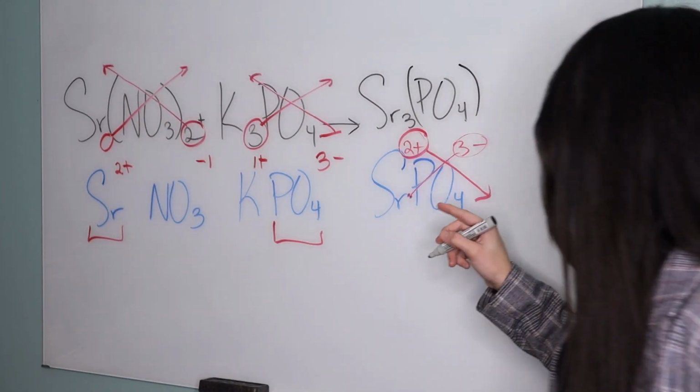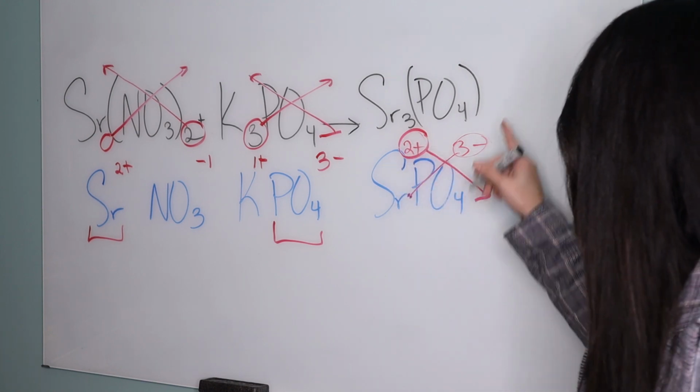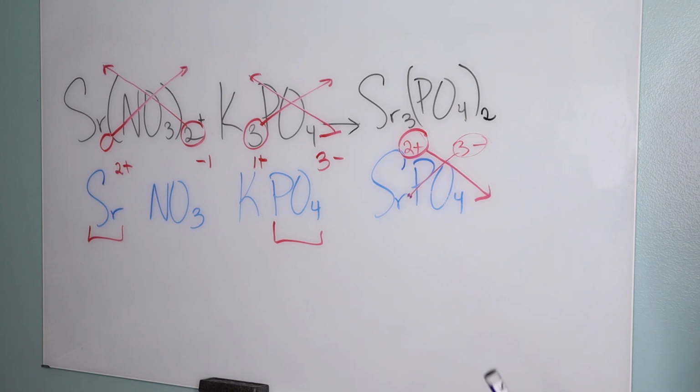Make sure that you're writing the parentheses, because phosphate is a polyatomic ion. And then we have the 2 going down, so the 2 goes here. So that's our first product.